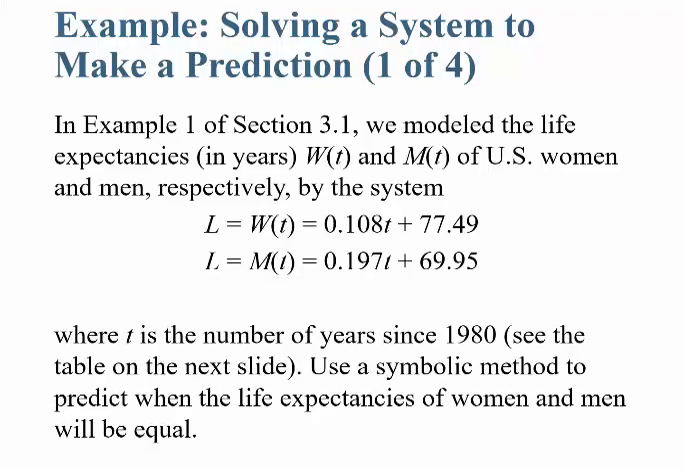Okay, so let's go back and look at example 1 of section 3.1. We modeled the life expectancy in years of women, W(t), and M(t) of men, of US women and men respectively, by the following system. The life expectancy of women is equal to 0.180t plus 77.49, where t is years since 1980, and the life expectancy of men is equal to 0.197t plus 69.95. We want to use a symbolic method to predict when life expectancy of men and women will be equal.